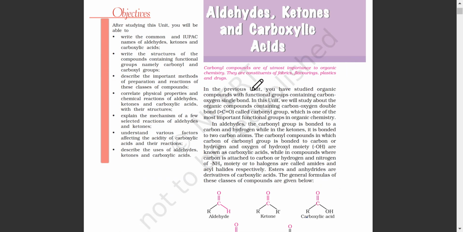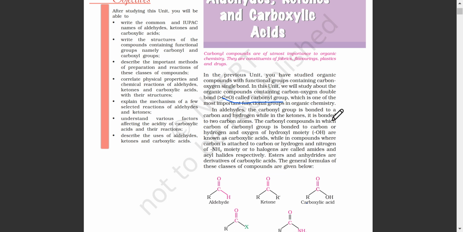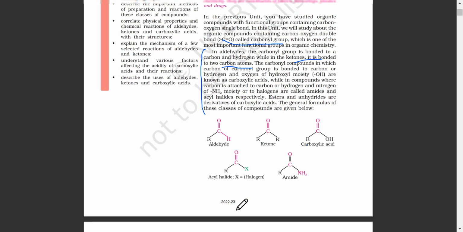In the previous unit, you have studied organic compounds with functional groups containing carbon oxygen single bond. In this unit, we will study about the organic compounds containing carbon oxygen double bond, that is the carbonyl group, which is one of the most important functional groups in organic chemistry. In aldehydes, the carbonyl group is bonded to a carbon and hydrogen, while in the ketones, it is bonded to two carbon atoms. I think this paragraph is more or less about these pictures that are given over here. It will just tell you the basics.